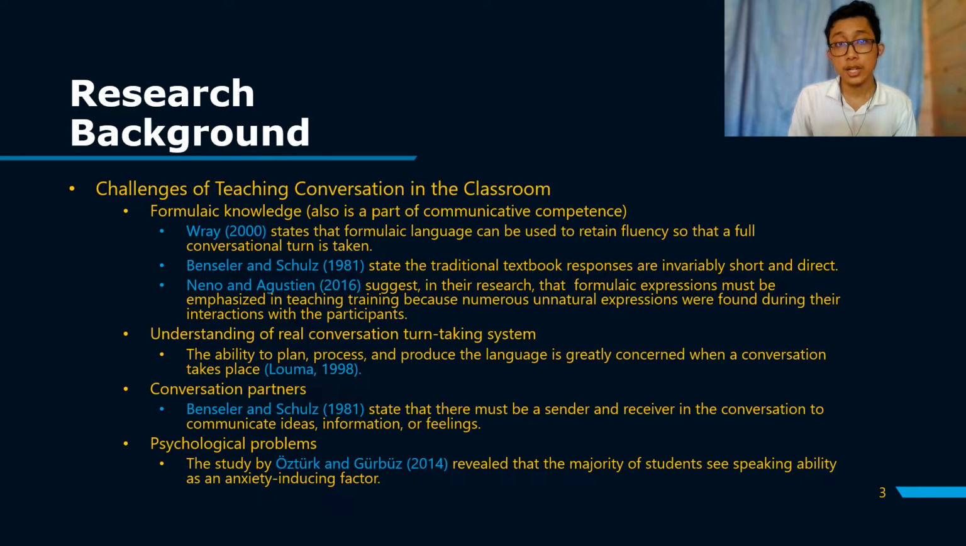Another problem of teaching conversation would be the lack of conversational partners. Bachelor and Schools in 1981 state that there must be a sender and receiver in the conversation to communicate ideas, information, or feelings. In other words, if there are no other people around to speak with, that would be a problem. Students also have very limited time to engage in a conversation because the time they spend with their classmates or teacher in the classroom is very limited. The last challenge of practicing conversation is psychological problems such as anxiety that students may face when they have to practice conversation with other people. With this in mind, we should find an alternative platform to practice conversation in a safe environment so that students are comfortable and can make a huge step in progress.